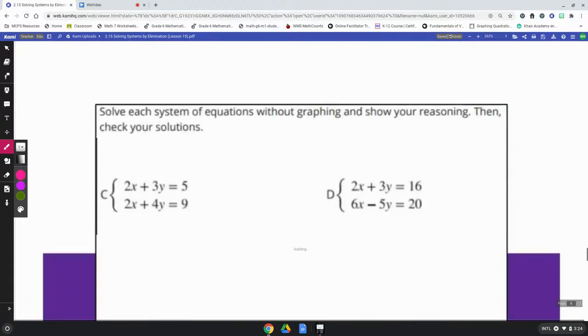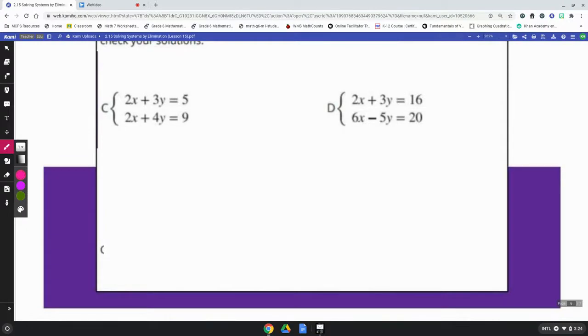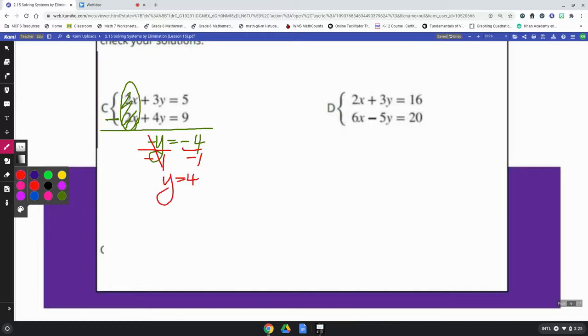The next problem. x seems to be the variable we should eliminate. And since the coefficients are the same, in order for me to get 0 from 2 and 2, I'm going to have to subtract. So 2x minus 2x is 0. 3 minus 4 is negative 1y. And 5 minus 9 is negative 4. So y is equal to 4.